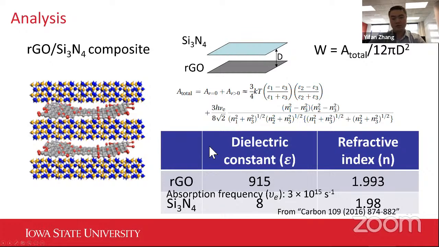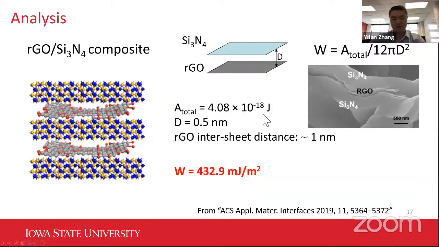These constants come from certain literature, and based on that, this Hamaker constant is right here. We can assume the interlayer distance is about 0.5 nanometers.